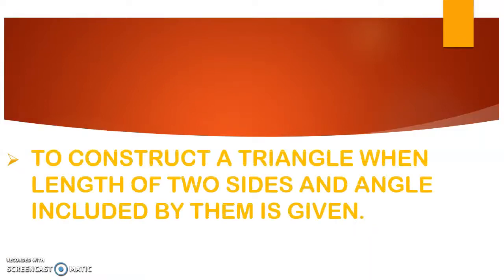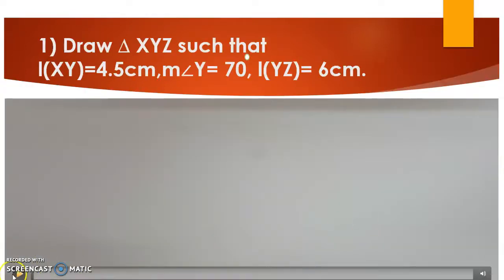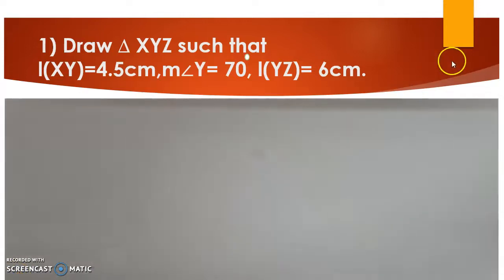In last lecture, we have seen that for constructing any type of triangle, we need at least 3 elements. So today in this lecture, we will learn how to construct a triangle when length of two sides and angle included by them is given. Let's start. Now let's see our first question.